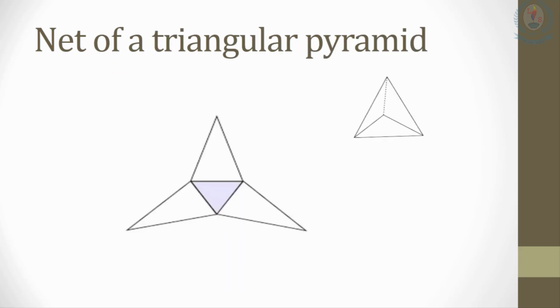Here you can see the net of a triangular pyramid. Here this is the triangular pyramid. It has 4 faces. Remember, the square pyramid has 5 faces, 4 triangles and 1 square. And the triangular pyramid has 4 faces. All the faces are triangular in shape. And look at the net. The net also contains 4 triangles. So, we can say this is the net of a triangular pyramid.